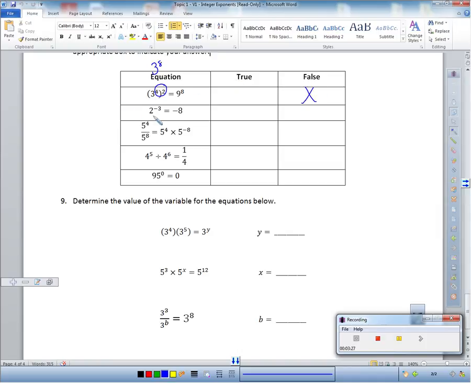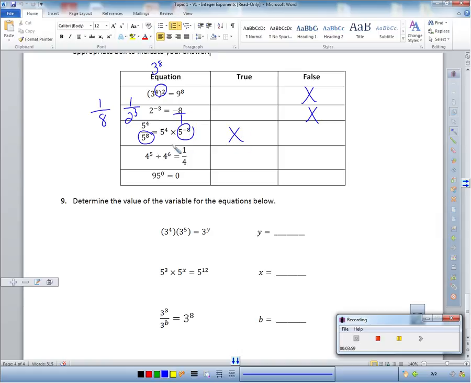Think about what the negative does here. That negative exponent drops it to the denominator. That's going to give you 2 times 2 times 2, which is 8, but it's in the denominator. It doesn't mean it's the same as negative 8 or negative 8 over 1. That one's also false. On this one, we know if it's in the denominator, it's a negative exponent. That would be true. Those two things are equal.